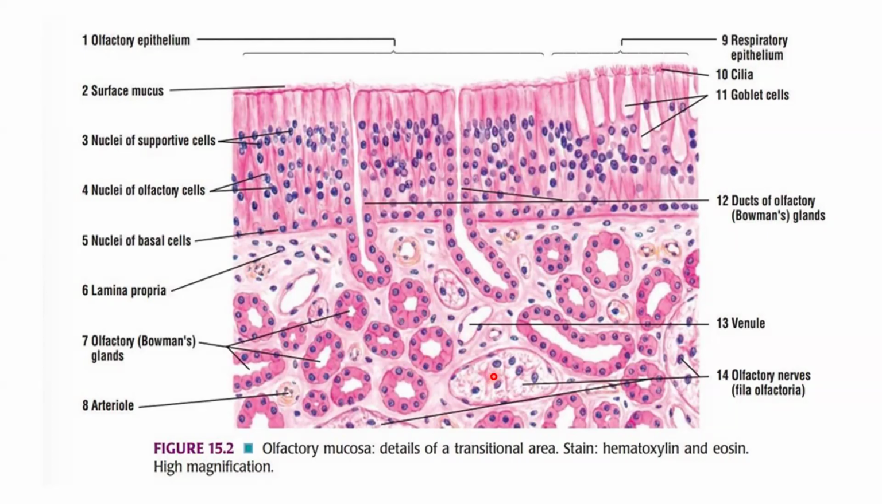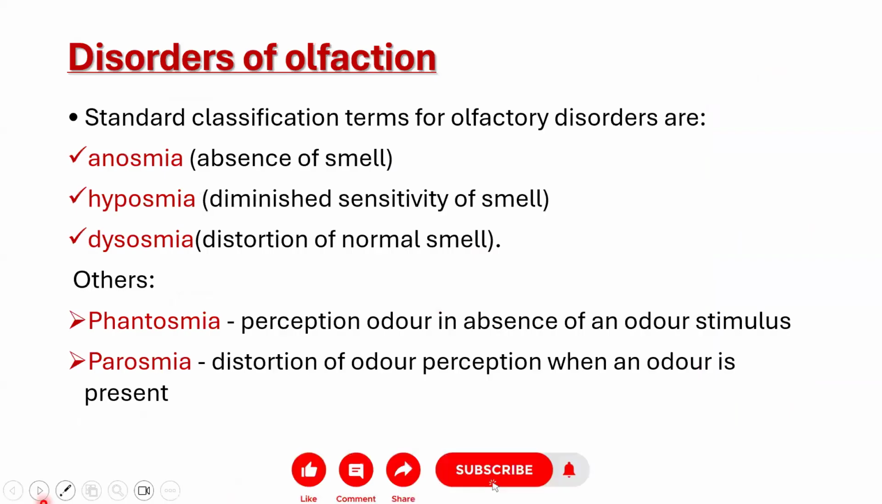Now the olfactory nerves are present here. Then these are the Bowman's glands, as you can see there, which are serous in nature. And these are the olfactory nerves. So that is the olfactory epithelium.